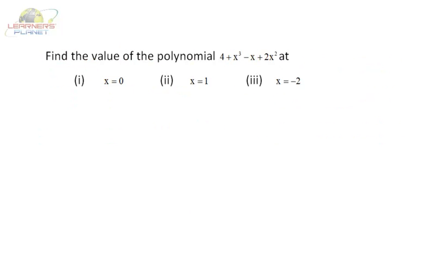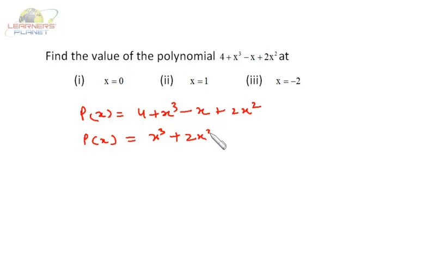Now let's do some problems on factor theorem and remainder theorem. This is the first question. We have to find the value of the polynomial 4 plus x cube minus x plus 2x square at x is equal to 0, 1 and minus 2. Let's write this polynomial as p(x). It's 4 plus x cube minus x plus 2x square. The very first step is to rewrite this polynomial in standard form. So it's x cube plus 2x square minus x plus 4.